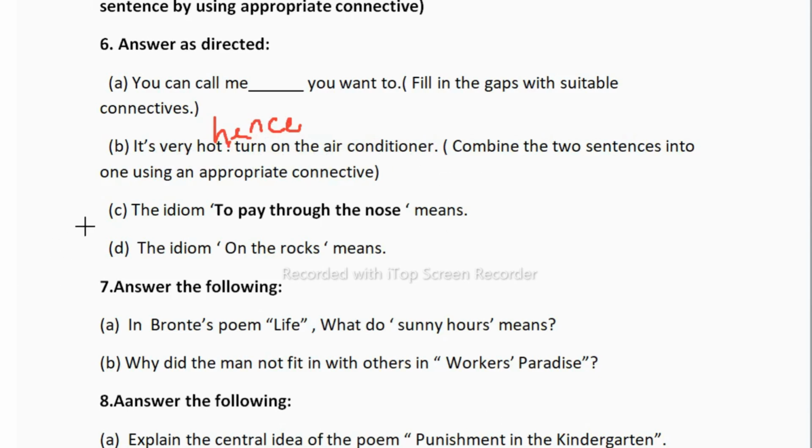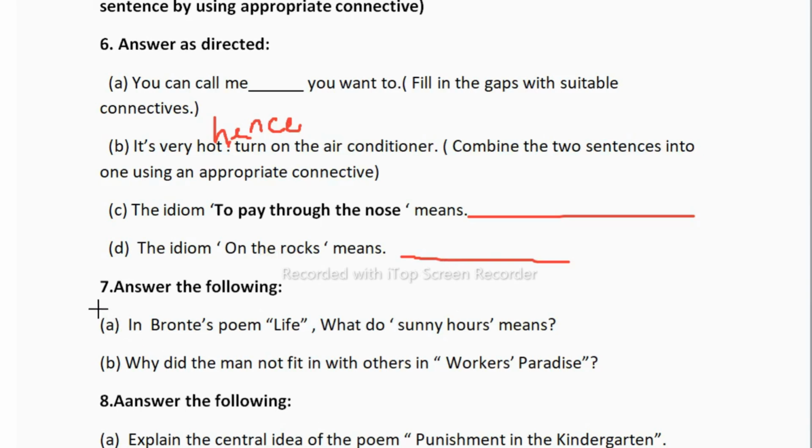Now let us see C1. The idiom to pay through the nose means what? You have to write the meaning of this. To pay through the nose. So to pay through the nose, the meaning is to pay more for something than its actual worth. Means paying extra. Now the D1 is the idiom on the rocks means what? Now you have to write the meaning of this idiom. On the rocks means you are in trouble. The answer is in trouble.